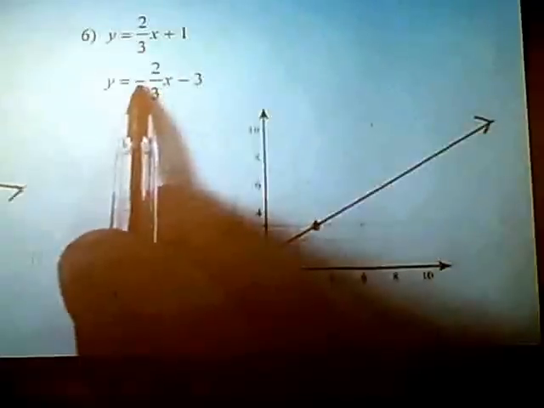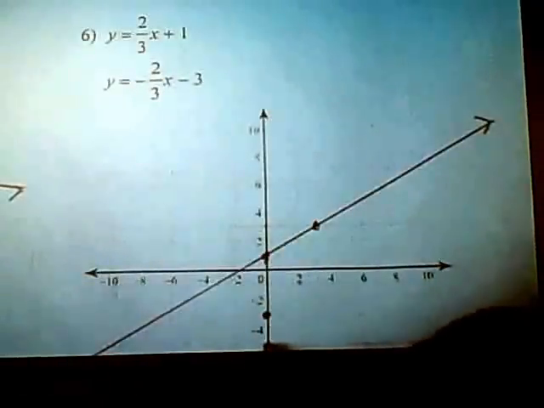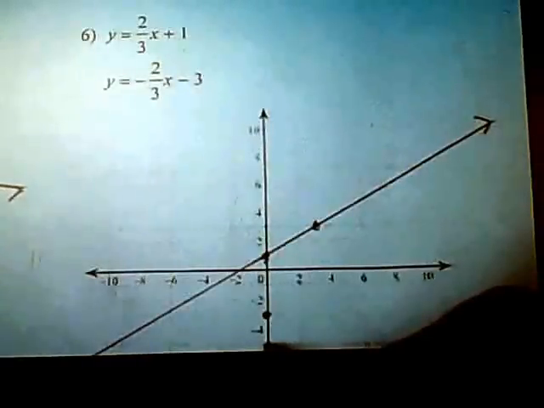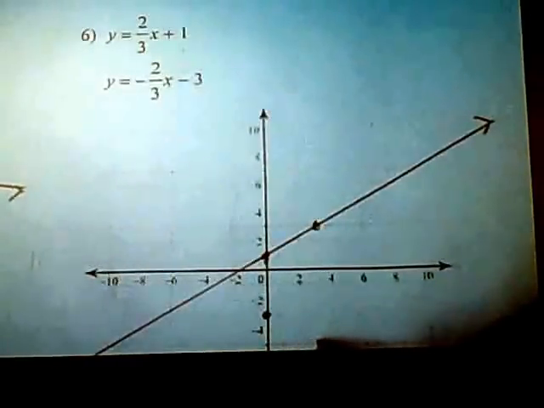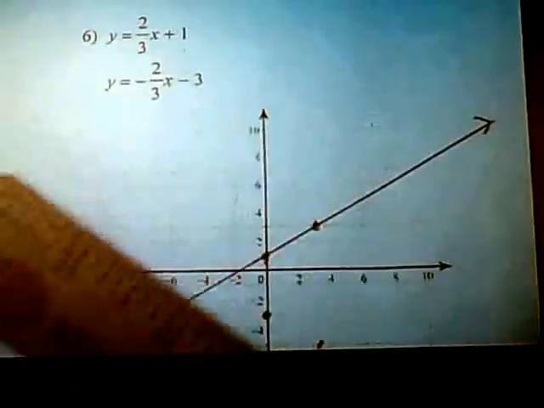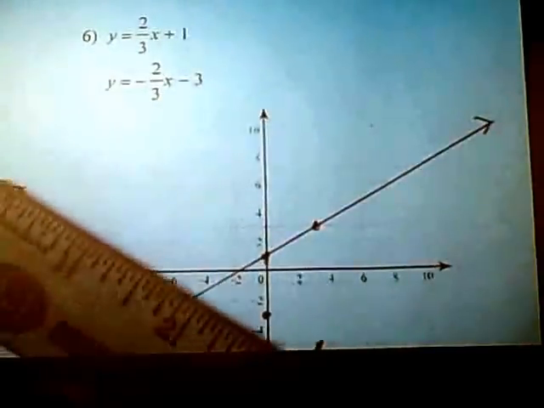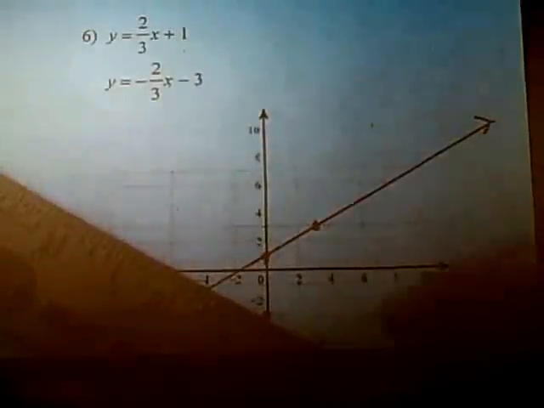Then I have a -2, so I'm going to go down 2, 1, 2, and then I need to go to my positive direction now of 3 in order to make this a negative slope. So I'm going to go over 1, 2, 3, plot my line there. Got 2 pretty good points. So let's go ahead and make this line.